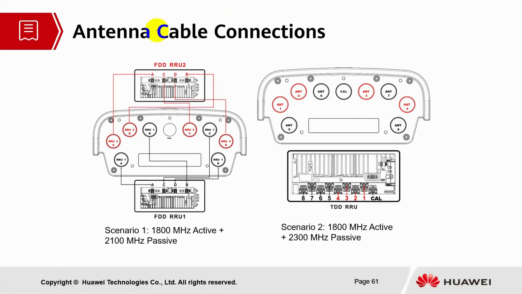For the antenna cable connection, for FDD RRU, we are using the cable port ACDB. So this is the cable port ACDB with RRU. So this one is FDD RRU. So this is the scenario of 1800 active and 2100 passive. For the second scenario, it will be a TDD RRU. So these are the calibration values. So 1800 active and 2300 passive. So antenna 1, 2, 3 and 4.